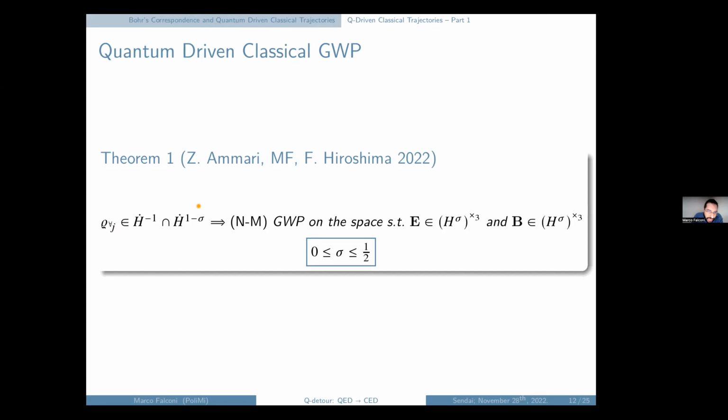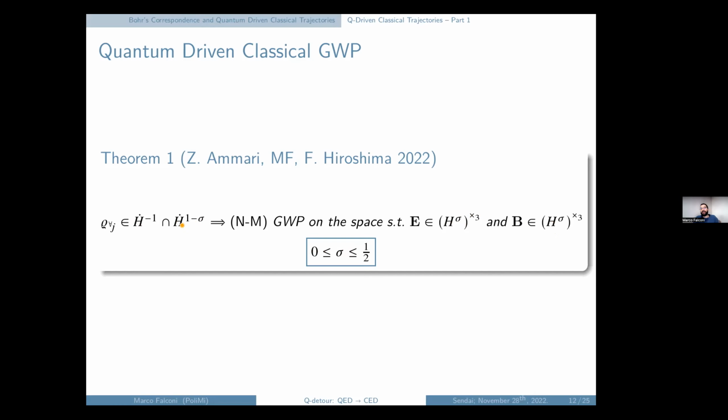So we change, or relax, if you want, a little bit the regularity for the charge distributions compared to the standard classical well-posedness, but still we are able to prove well-posedness. So we are able to prove well-posedness for E and B in this H^σ, with σ between 0 and 1/2. So we can go from L² to H^{1/2} by taking these charge distributions that are with this regularity.